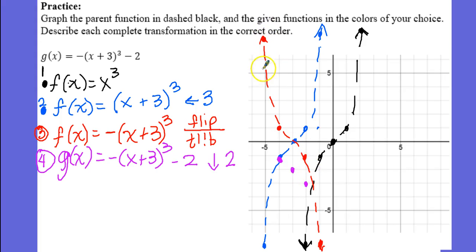And I'll take this one down 2. To 6, because it was at 8. I'm going to take it down to 6. And then this will be solid this time because this is actually the graph.